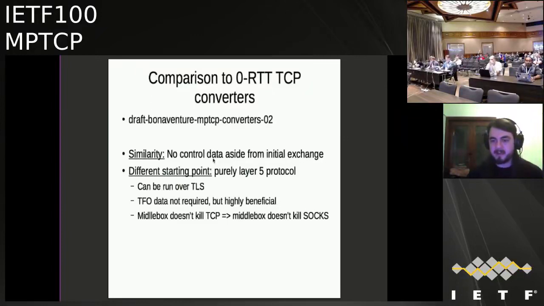There's another draft by Olivier that deals with a similar issue. What our two proposals have in common is that there's no controlled data aside from the initial exchange. Afterward, data flows verbatim via the proxy. However, we have chosen different starting points. SOCKS 6 is purely a layer 5 protocol. It can be run over basically any reliable byte stream, so it can also be run over TLS. And while TFO is highly beneficial to SOCKS 6, it's not required. In fact, as long as TCP works, SOCKS works. And that's about it. I'll be happy to take questions.